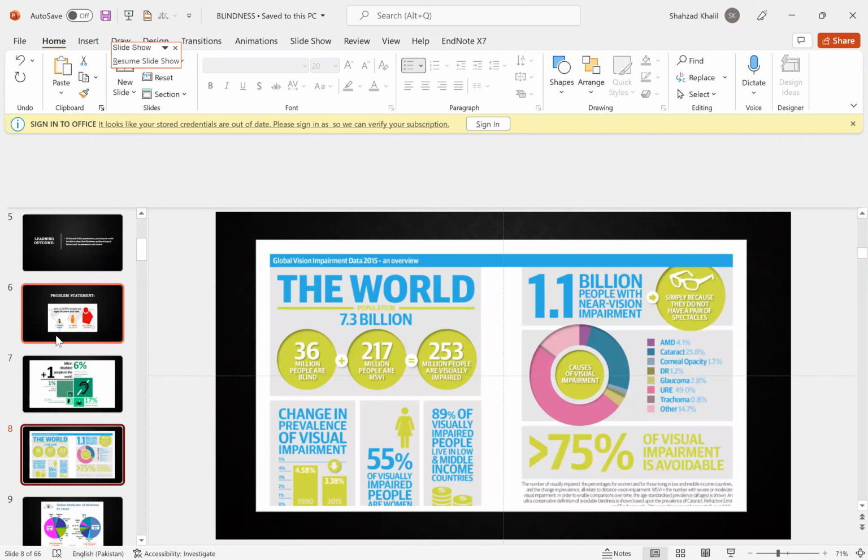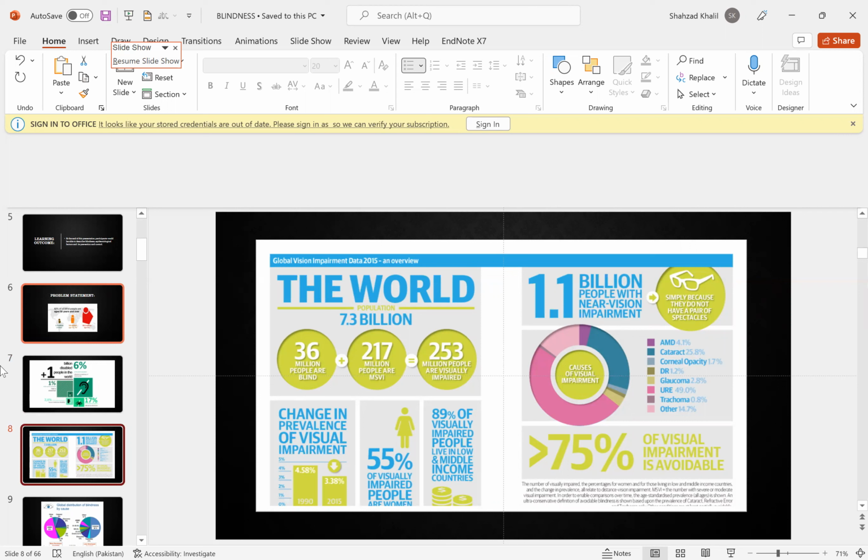The world's population is 7.3 billion, out of which 36 million people are blind. 217 million people have moderate to severe visual impairment, which equals a total of 253 million people who are visually impaired.